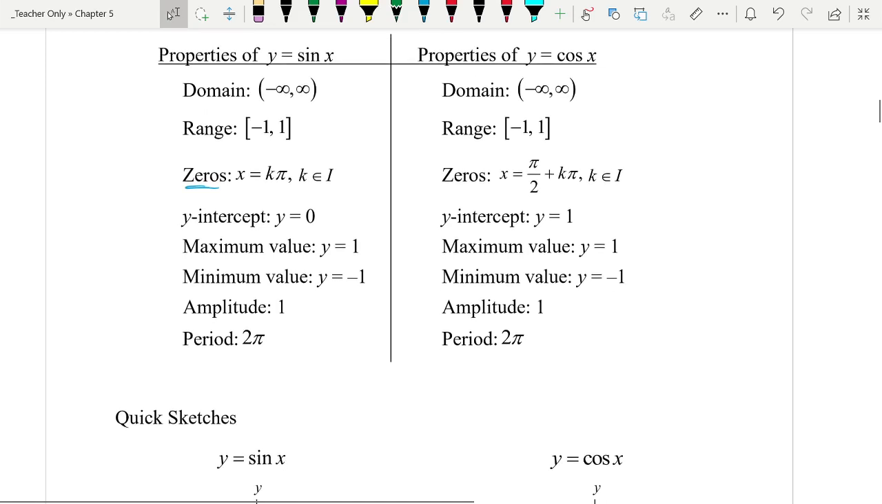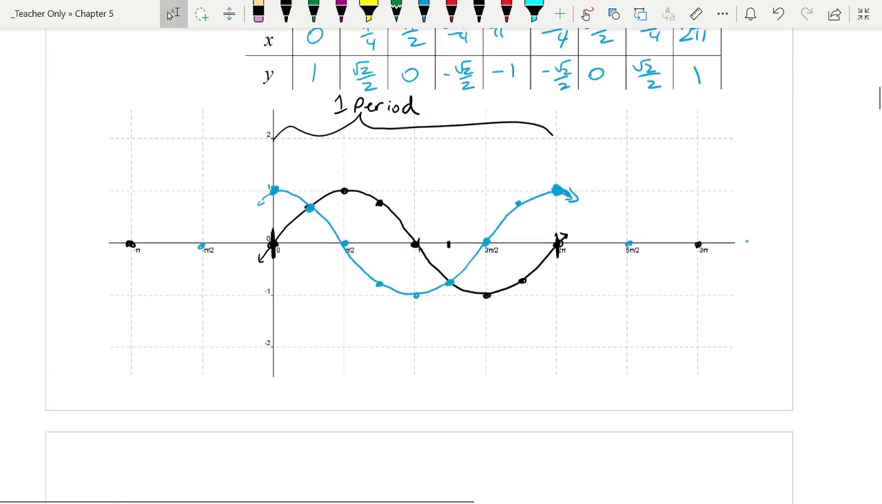The y-intercept for sine of x is, of course, 0, and the y-intercept for cosine of x is 1. Maximums and minimums happen at 1 and -1. Amplitude is 1. Where's amplitude on these graphs? Amplitude is right here. I'll do it in purple. This height is the amplitude. How high and low does the wave go above and below its x-intercepts?